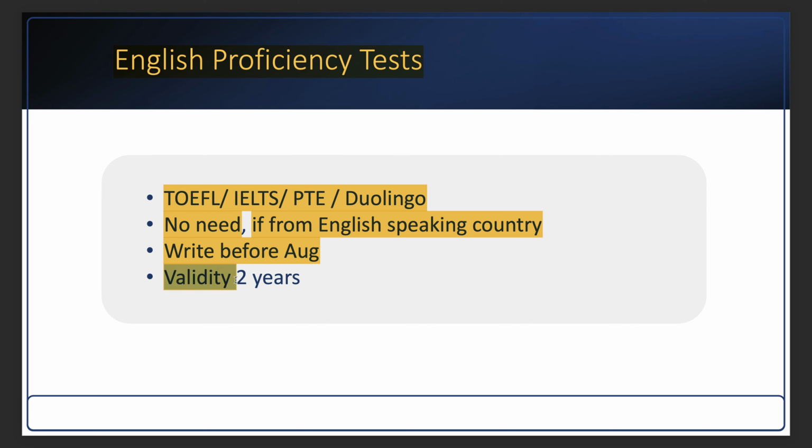These tests remain valid for a few years. So if you can write them 1 year, 1.5, 2 years in advance, that's very good. Because again, you can take this test off your plate and you will be free and you can focus on the other aspects of your application.